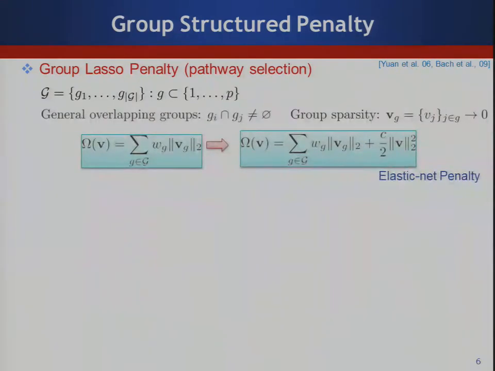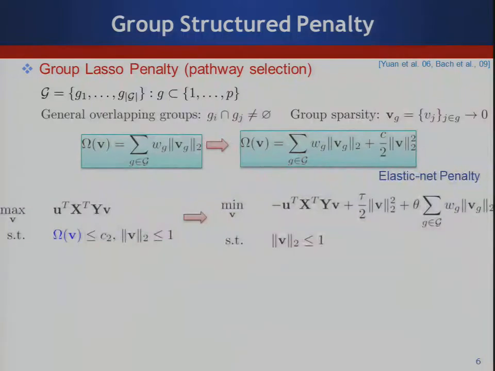Instead of using this simple L2 norm, we add a quadratic term here, c over 2 times the L2 norm of V squared. Basically, it can address the collinearity problem, and it's known as the elastic net penalty. As you know, the collinearity problem happens a lot in biological studies, so we add this quadratic penalty. We can reformulate the optimization problem with respect to V a bit. First, we change the max to a min, so we put a minus sign here. Instead of solving this constraint form, we solve the regularization form; we put this constraint into the regularization. And there's a 1-to-1 correspondence between c1 and c2 and tau and theta.